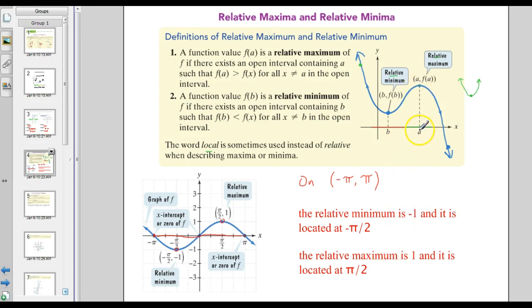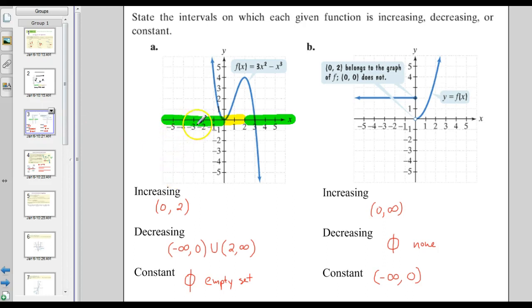It's at A, and its value is f of A. Where is the function increasing? It's increasing on this interval of x values. Okay, where is the function constant? It's constant on this interval of x values.